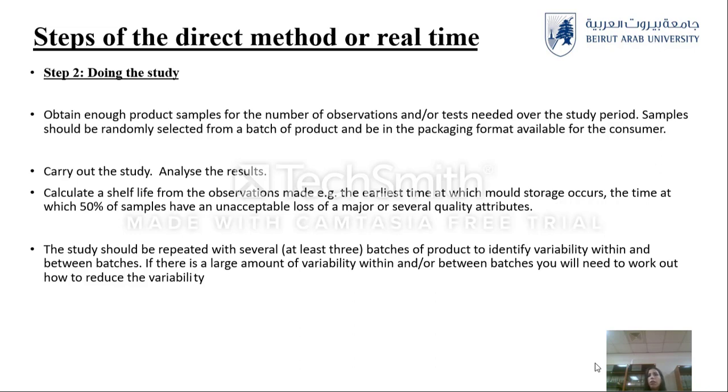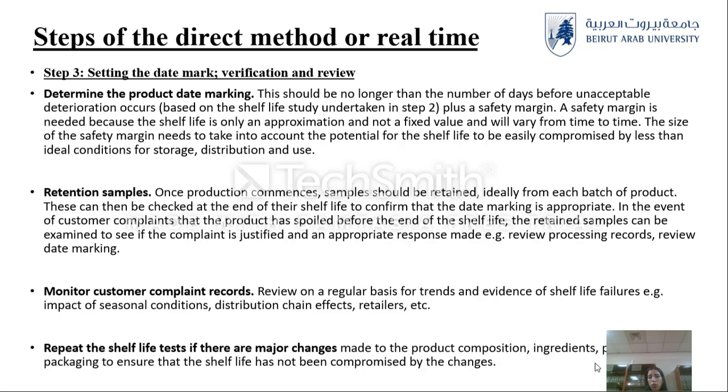Whenever we have any kind of decline, automatically we put a time frame, we take a tolerance period like 2 days before or 1 day before, it depends on the product, and we set the shelf life on this day. So we calculate the shelf life from the observation made: the earliest time at which mold storage occurs, the time at which 50% of the samples have unacceptable loss of a major or several quality attributes. The study should be repeated at least 3 times with 3 different batches. And if there is a large amount of variability between batches, we need to work out how to reduce variability.